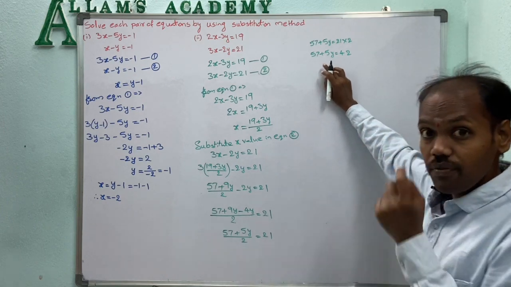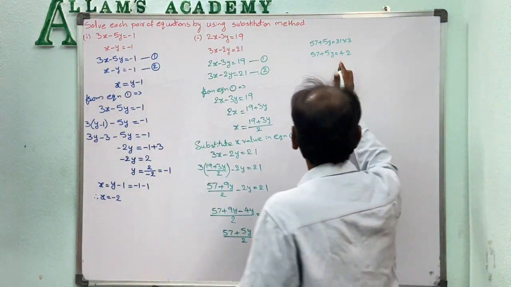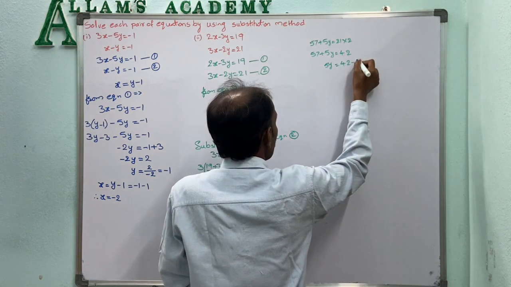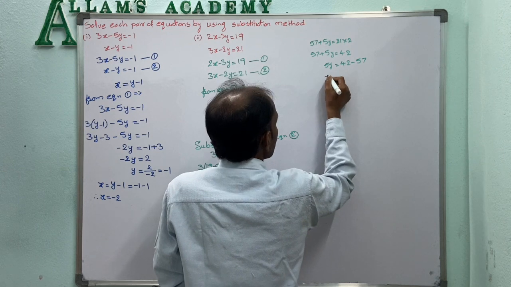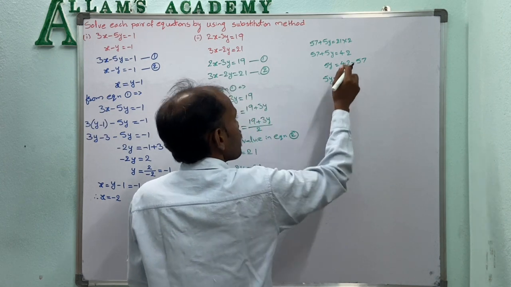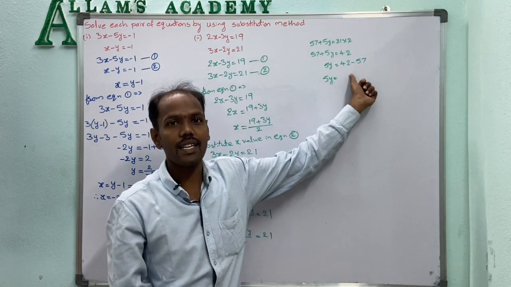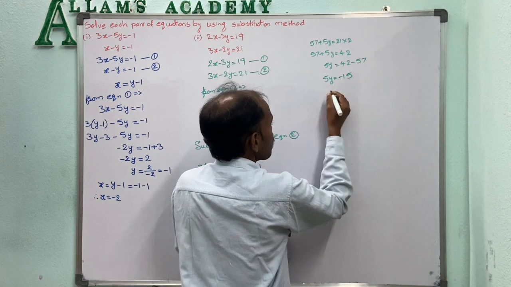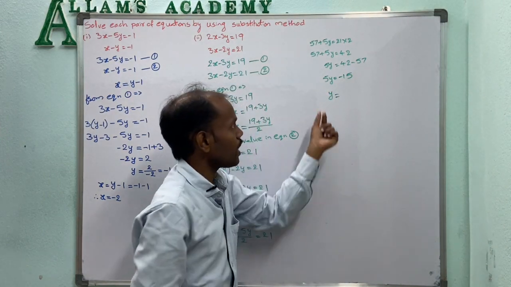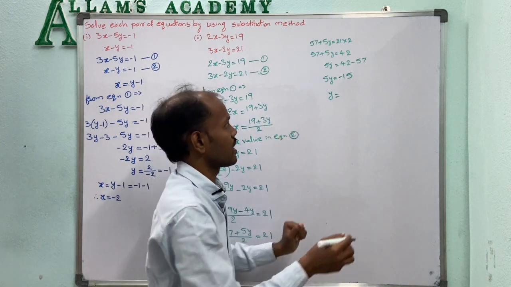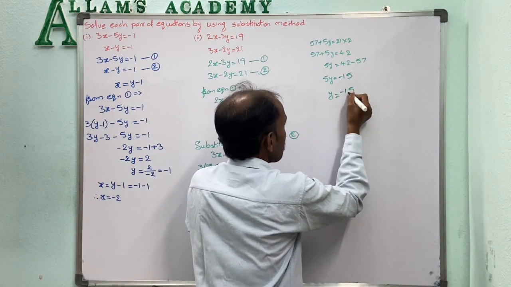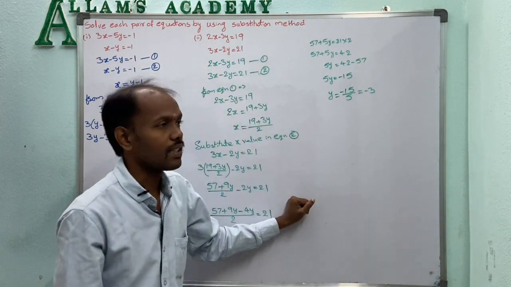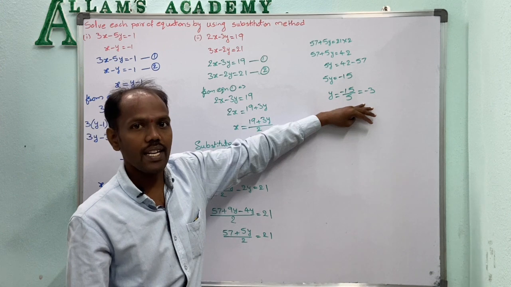Now this plus 57 transfers to that side, that is minus 57. So 42 minus 57, that means minus 15. So now 5y equal to minus 15. Multiplication 5 transfers to this side, that is division. Minus 15 by 5 is equal to minus 3. Now we get the y value as minus 3.